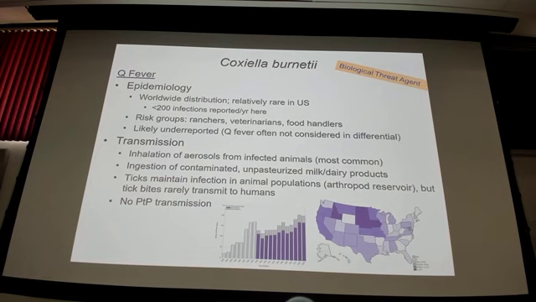Most of the cases that we have in the United States, you can kind of see, are out in states that you'd associate with livestock ranching. So up here in the Dakotas, Nebraska, Idaho, those places.